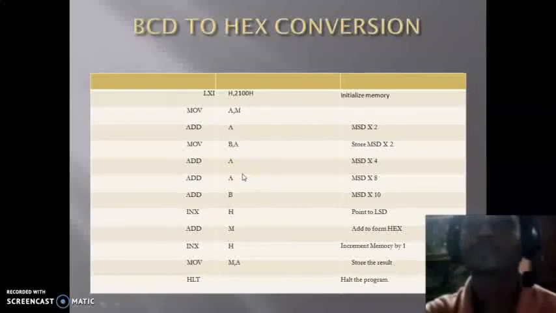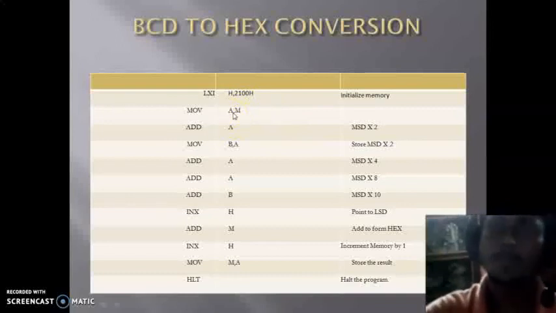So first we have to initialize this by writing 2100 into the HL pair, so that the address is initialized. After that, the data will be stored into the accumulator. Here the data is basically 2.